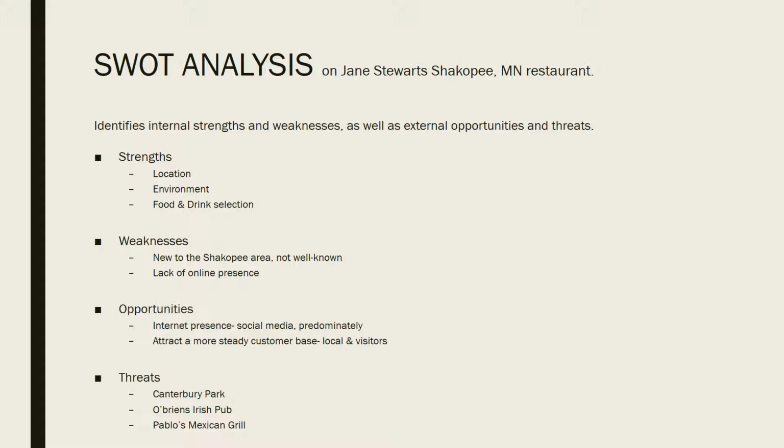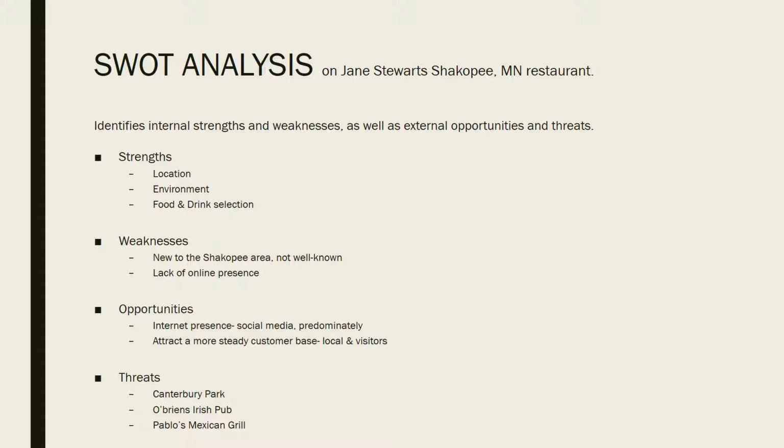Opportunities, of course, social media presence, which allows for more interaction with current and future customers. A couple of ways that you can use social media are sharing pictures, offering promotions, and listing some of the products that you have to offer. And again, attracting a more steady customer base.